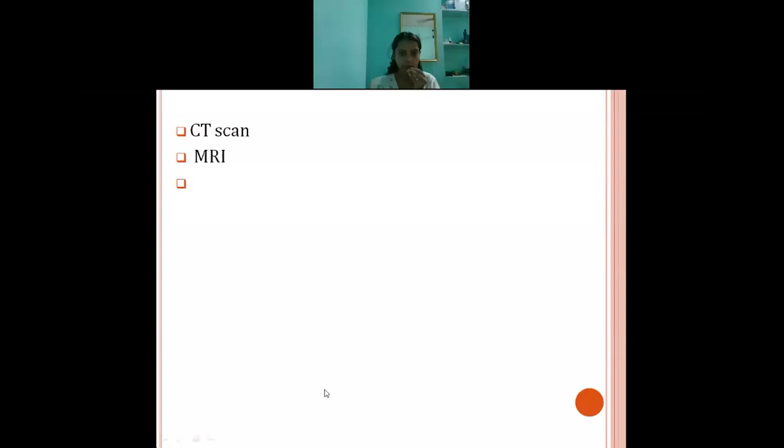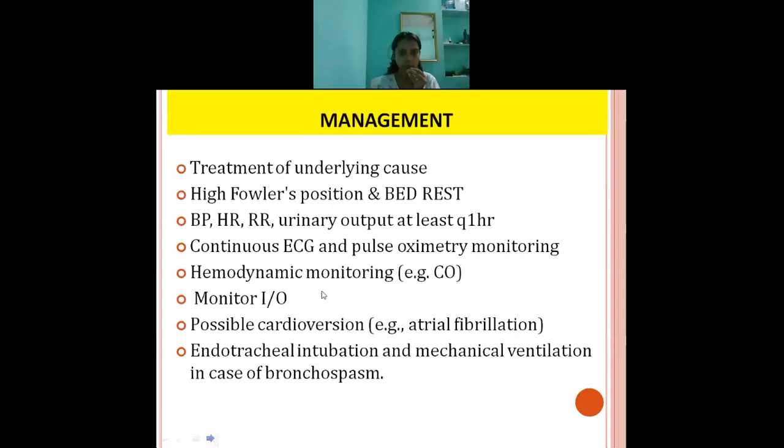So next, moving on to the management, we'll move on to the general management or the nursing management. A person who is having heart failure will be given complete bed rest, because when you are doing more and more activities, the workload on the heart will be more, and the heart will have to pump harder in order to provide oxygenation. So most of the time, complete bed rest is advised to the patient.